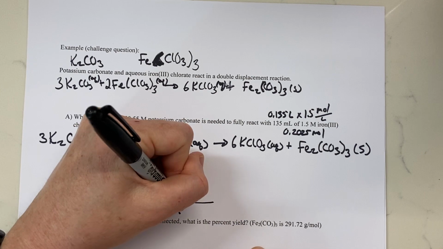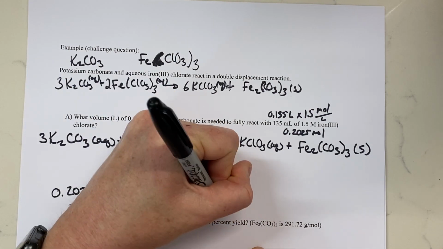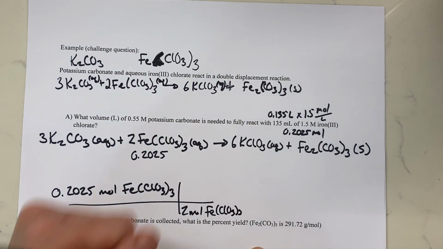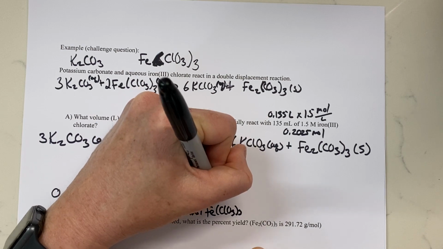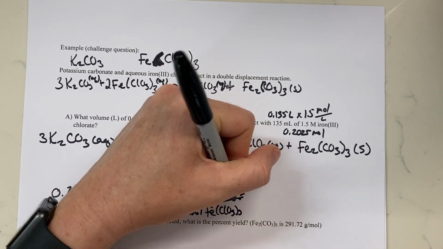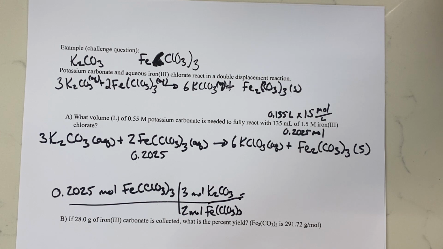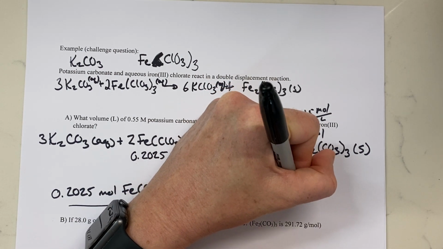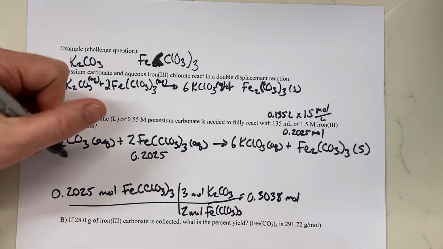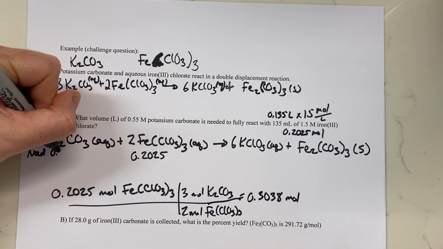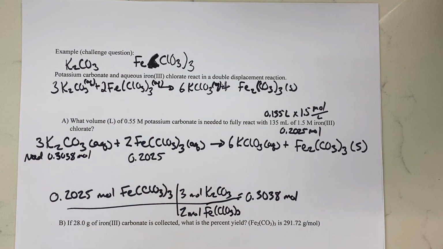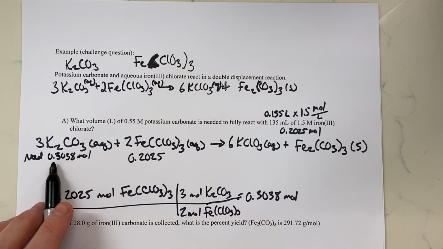We know for every 2 mole of iron(III) chlorate, we get 3 mole of potassium carbonate. So I'm going to take my original answer, divide it by 2 times 3, and I get an answer of 0.3038 mole of this. So we need 0.3038 mole.